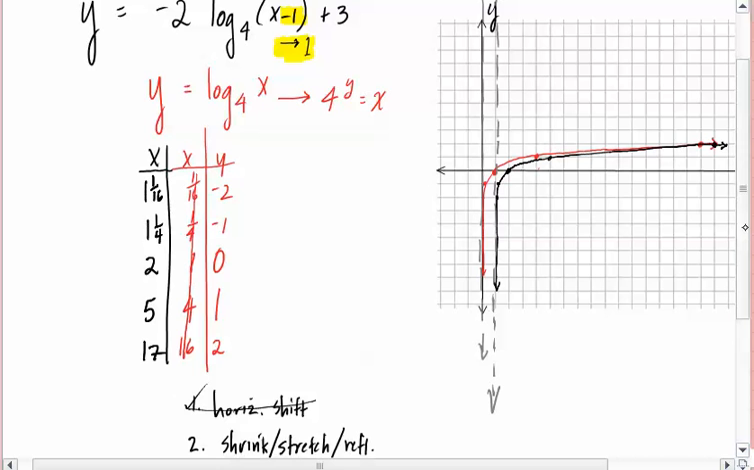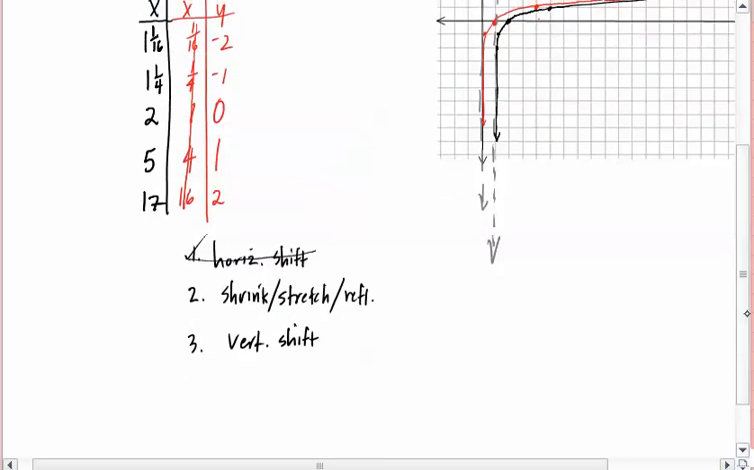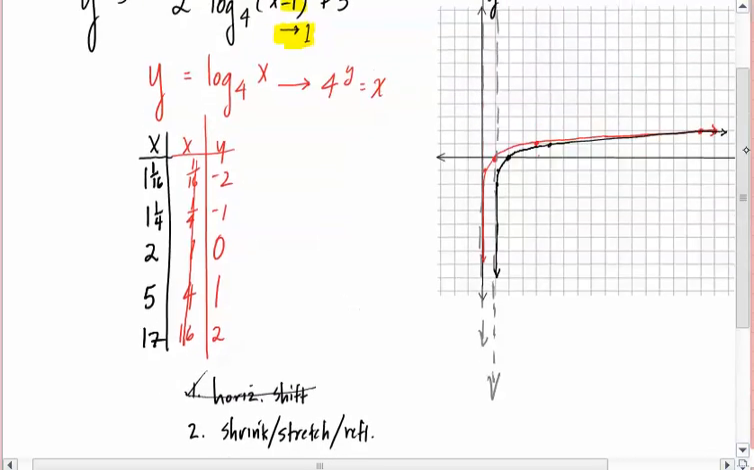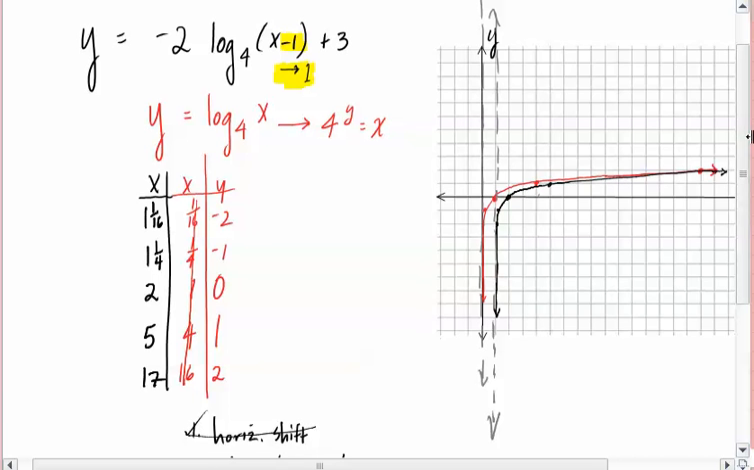Okay, so there's the horizontal shift. Now, the next thing that we're going to do, let's take a look. We're going to do any stretching, shrinking, and reflecting. So let's take a look. Let's do the stretch, which is what is happening here. This right here is my stretch, and it's a vertical stretch by a factor of 2. Okay, so let's do that one. We're going to make that one a blue one.